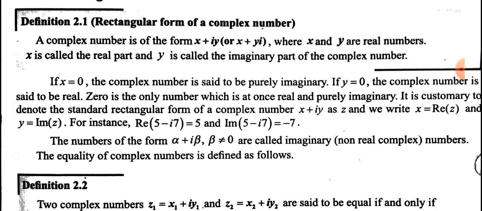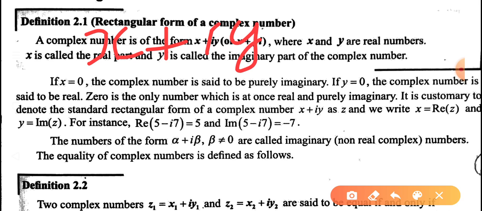If x is equal to 0, the complex number is said to be purely imaginary. Do you understand? If x is equal to 0, the complex number x plus iy becomes only iy. This is the purely imaginary part. We have only the imaginary part. So if x is equal to 0, the complex number is said to be purely imaginary.